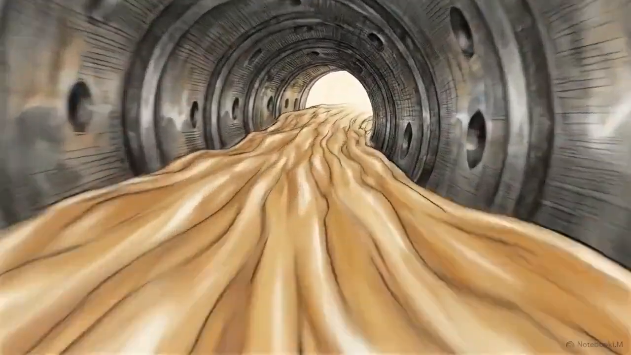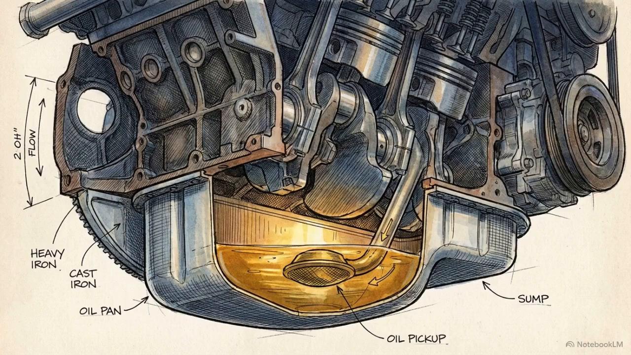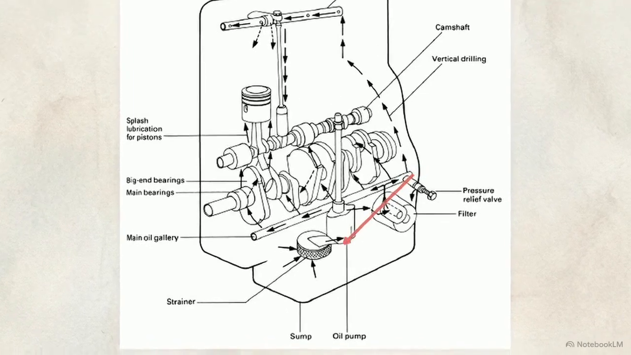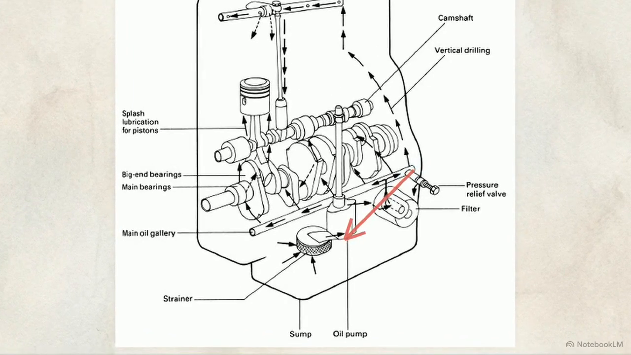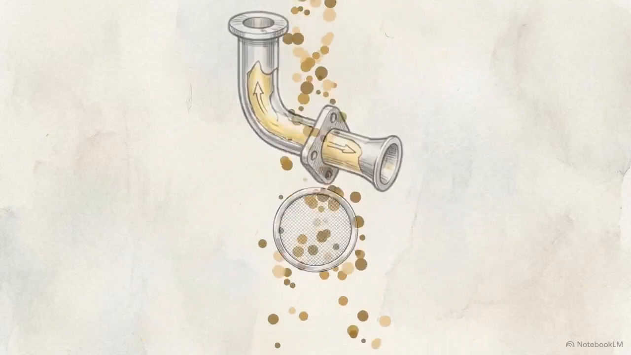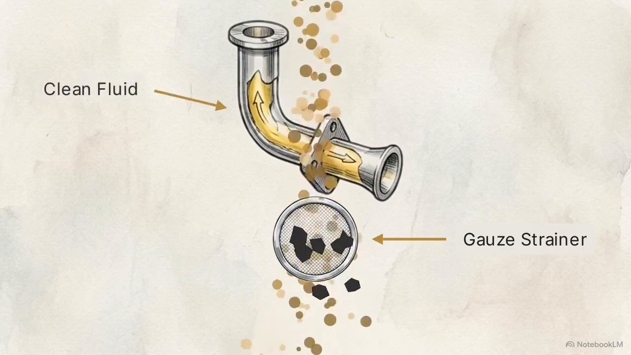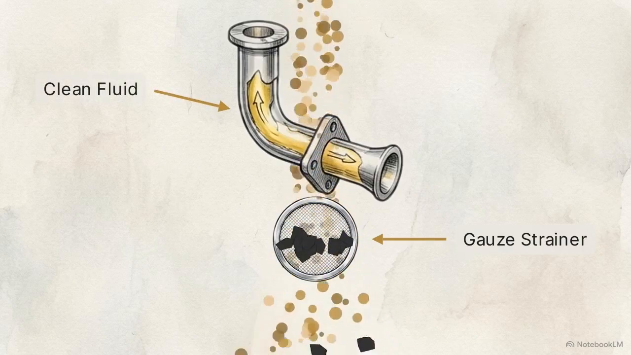tightest clearances. The most widespread delivery method is the wet sump circuit, named because the lowest section of the engine, the oil pan, acts as the primary fluid reservoir. This schematic traces the exact mechanical path of the fluid. At the bottom, a gear-type oil pump creates mechanical suction, drawing oil upward from the sump. Before reaching the pump gears, the fluid passes through a gauze strainer at the end of the pickup pipe, blocking large foreign bodies that would destroy the pump.